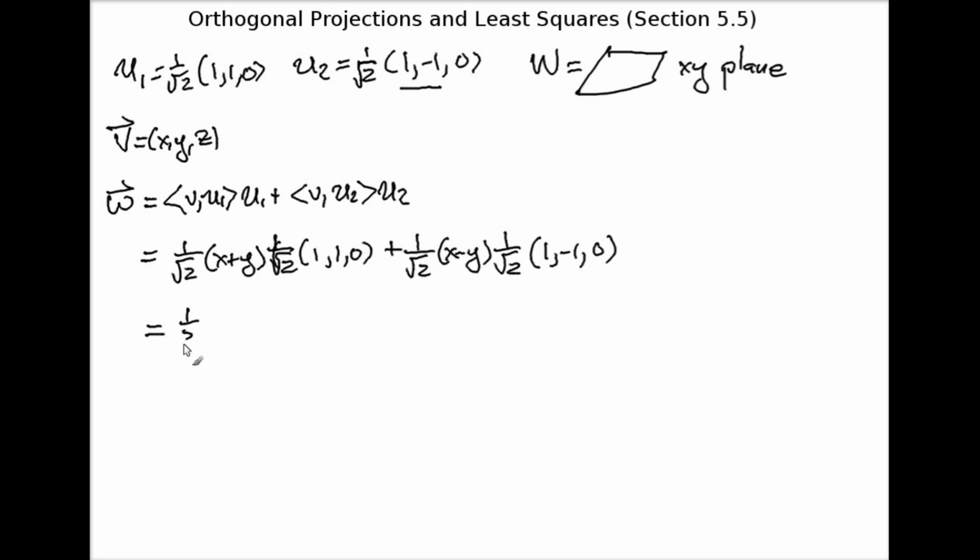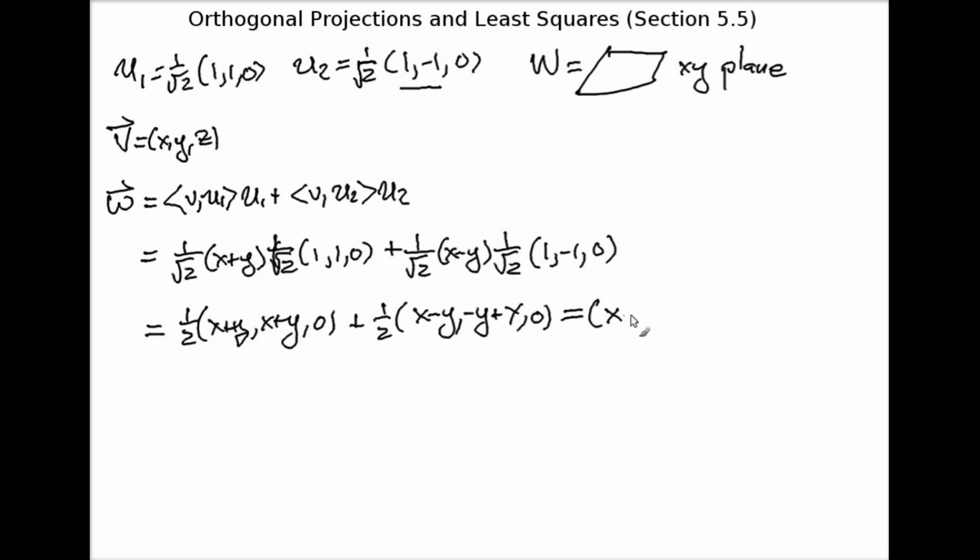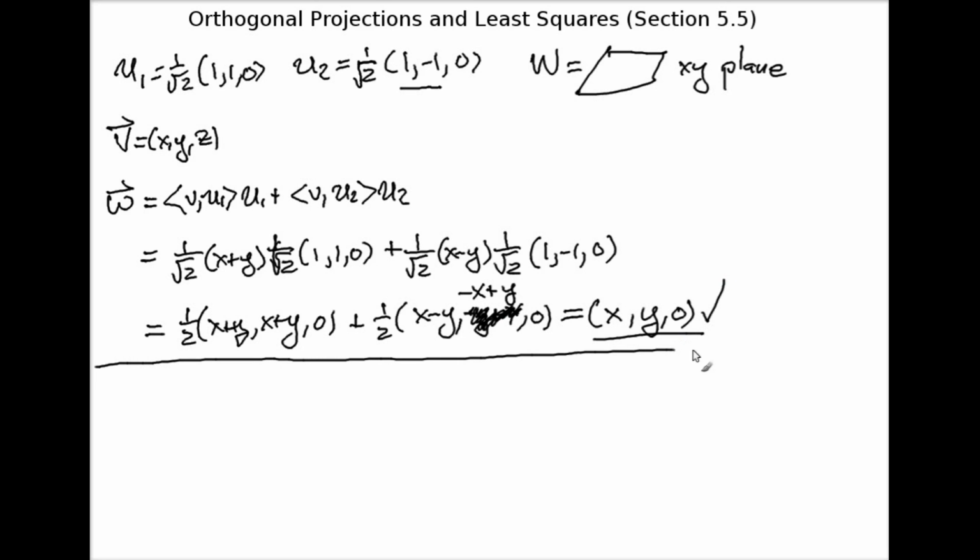So this is 1/2 (x plus y), 0 plus 1/2 (x minus y), minus x, 0. And what is that equal to? That's 1/2 x plus 1/2 x, and the y's cancel. And that's y, excuse me. This is minus x plus y here. The y's add and the x's cancel, and you get y, 0, which is what we saw before. So, all right, that's a quick example of that.